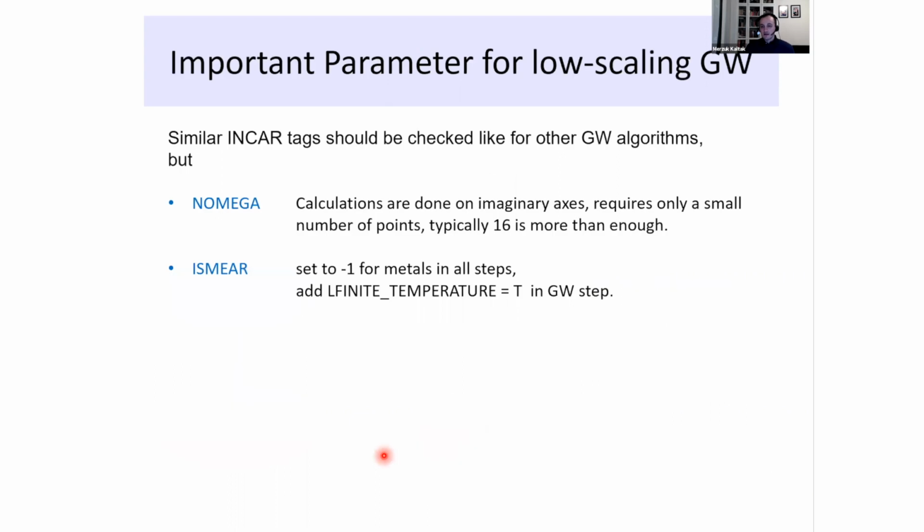You just have to take into account that if you do this kind of calculation, the same INCAR tags should be checked as for the other GW implementations, but with a smaller number of NOMEGA. Also, in case the system is a metal in DFT, one should use Fermi occupancies by selecting ISMEAR = -1 in all steps, and finally switching on the finite temperature mode in the GW step. Again, I will talk about this more in the RPA lecture.